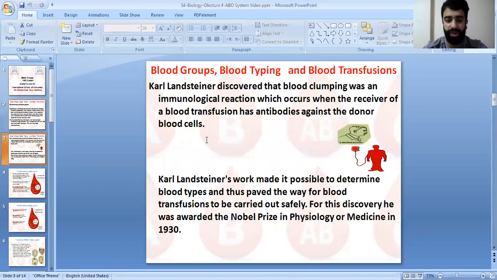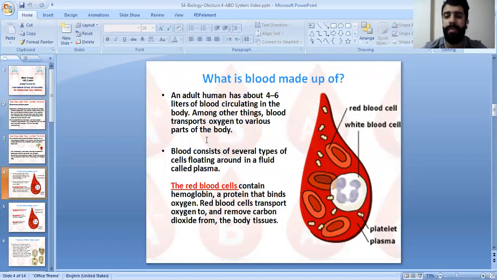So first, blood groups and blood typing. Let's start. What is the blood made up of? So the adult human has about 4 to 6 liters of blood that circulate in the body. Among other things, blood transports oxygen to different parts of the body. Blood consists of different types of cells.